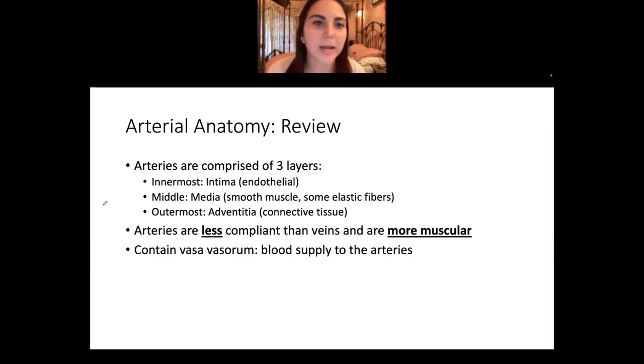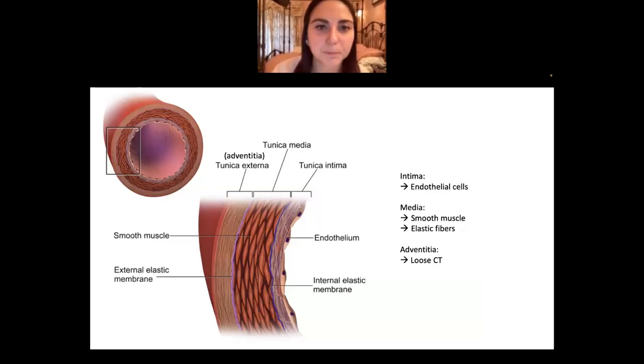And then don't forget about vasa vasorum. I'm going to talk about vasa vasorum for some of the pathology states. It's like, oh, the vasa vasorum dies, and you're like, what is the vasa vasorum? That is specifically the blood supply to the arteries. I think it's funny, it's the blood supply of the blood supply. But just like the heart needs blood, the arteries need blood. So that's brought in with the vasa vasorum.